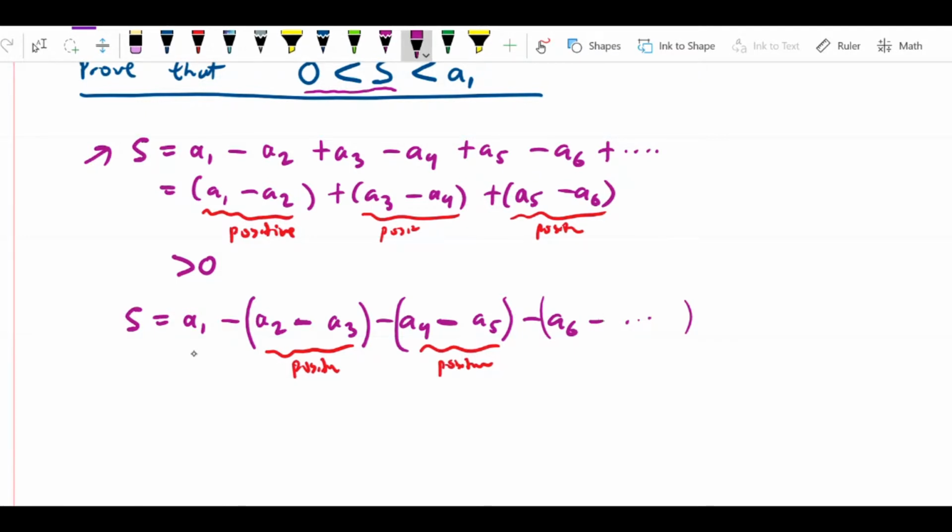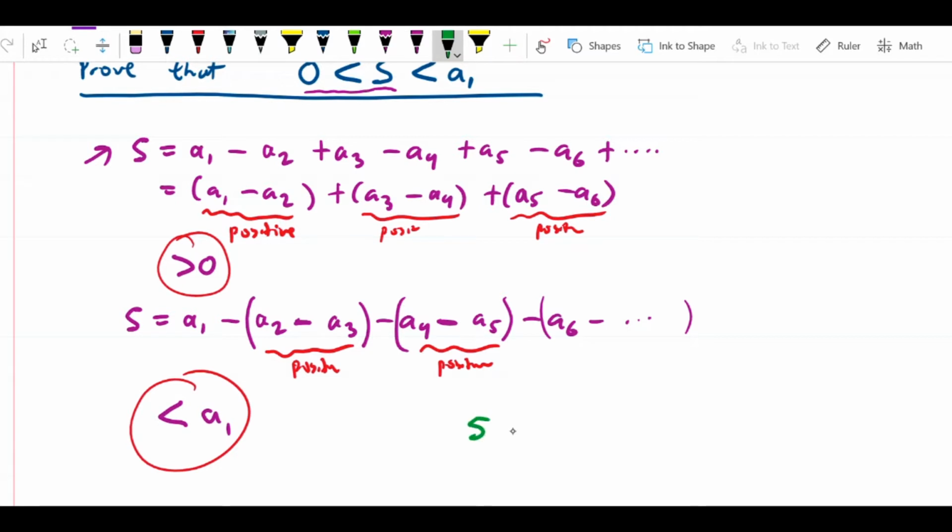So this now becomes a1 minus a bunch of positive terms. So it certainly stands to reason that if I take a1 and subtract a bunch of things that are positive, I'm going to get a number that's less than a1. So I put together the fact that S is greater than 0 and less than a1, and I write it as a single inequality, and that gives me that S is less than a1 but greater than 0. And this is a nice fact because what it means is that the sum of the series has to lie somewhere between 0 and its first term.